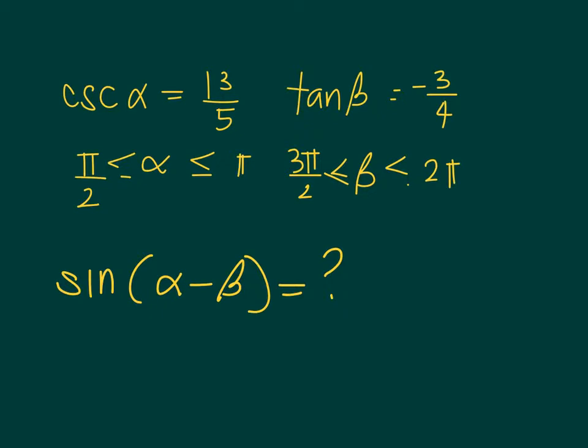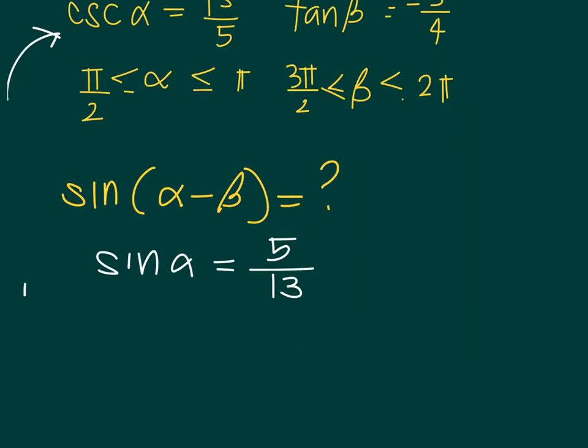So any suggestion? Oh, you have an answer. The first idea: note immediately that from cosecant alpha equals 13 over 5, sine alpha is equal to 5 over 13. Do you agree? Sine and cosecant are reciprocals. So 5 over 13. So what can we do after that?